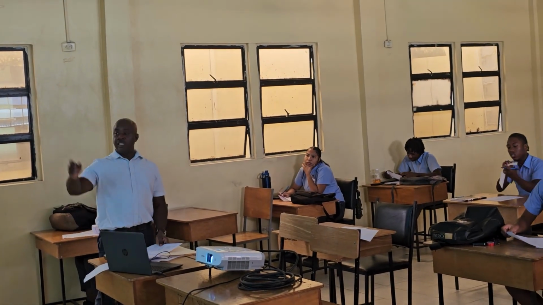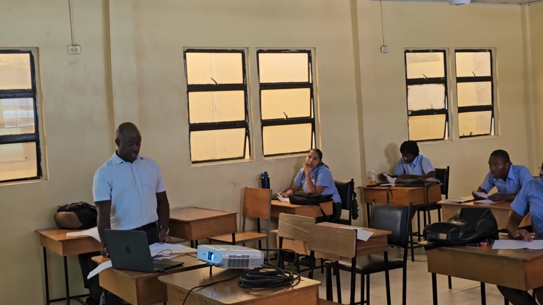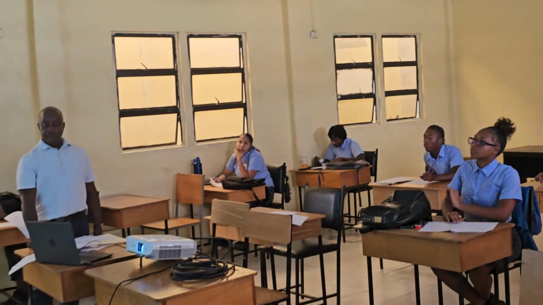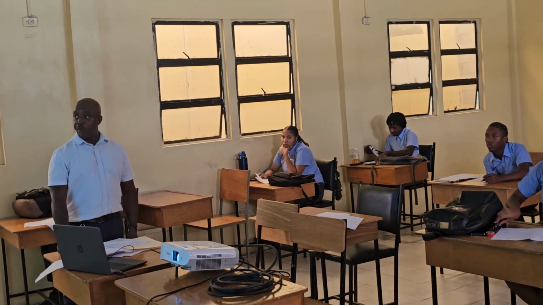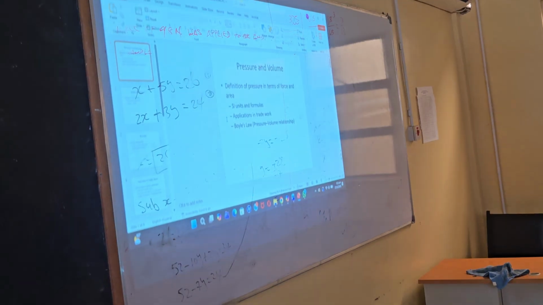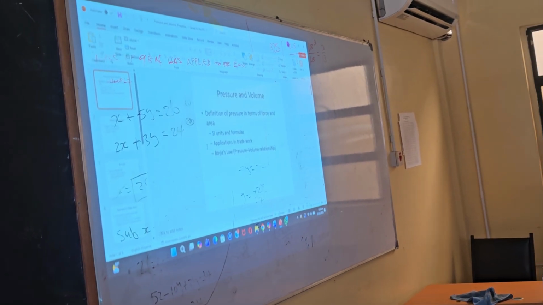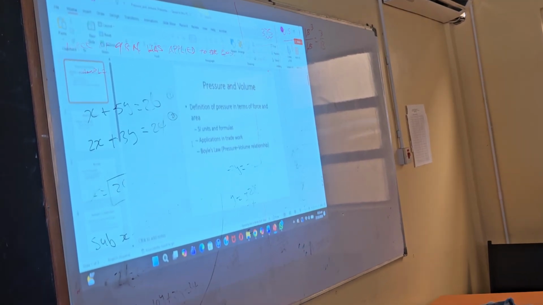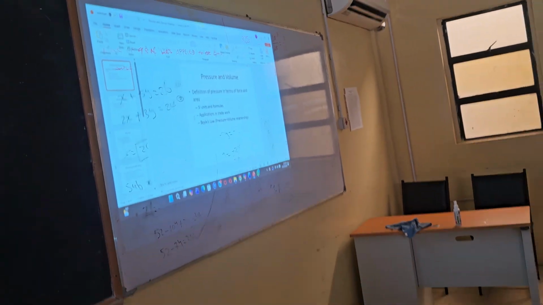If you could open your worksheet and look at the board, the projector, there are three objectives we will be looking at today. Three things we will be looking at. Yes, we will be defining pressure in terms of the force and area formula.